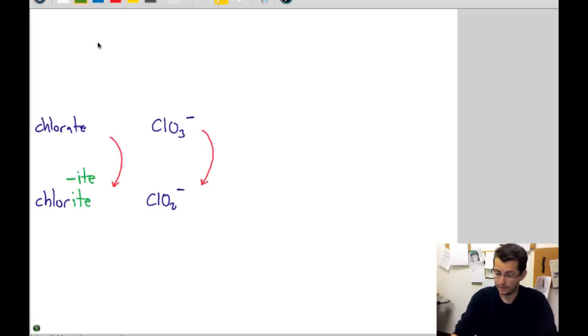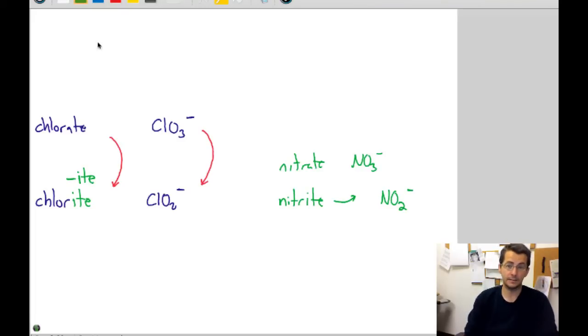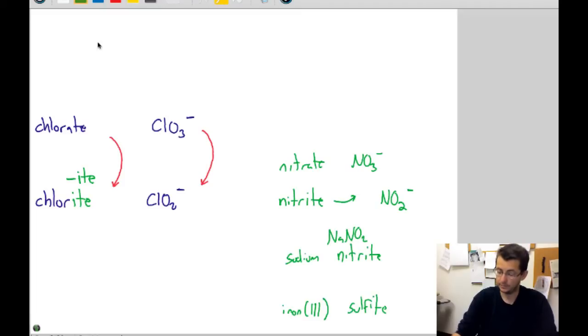So something like the nitrite ion, which you might have heard about as being implicated in certain types of cancers, would have one less oxygen than the nitrate ion. So if we know that nitrate is NO3 minus, we can go, oh, this is NO2 minus. That's the nitrite ion. And NaNO2 would be sodium nitrite. Well, we know that this is an iron 3.